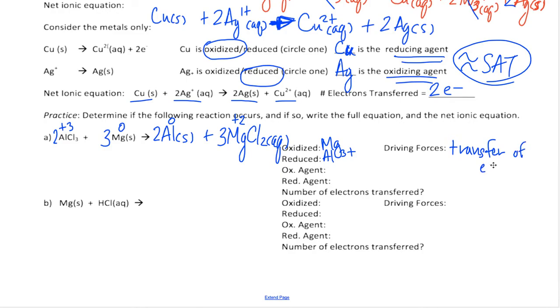Transfer of electrons, though, is your driving force. We don't need to do oxidation reduction agents. And there are 3 magnesiums. Each of them lose 2, so there are 6 electrons transferred in total. Try this one on your own, and I'll be happy to do it for you in class.